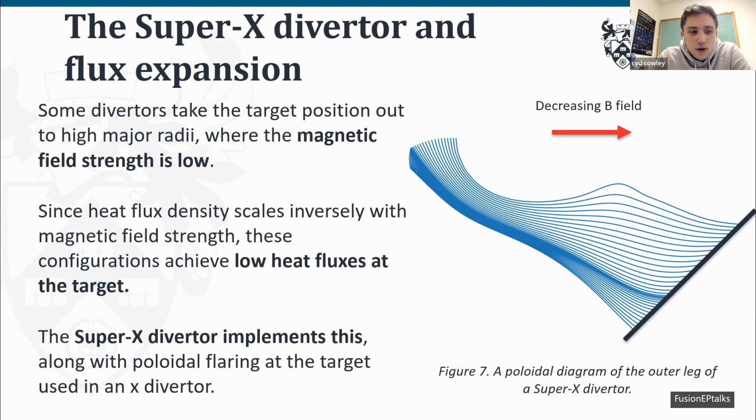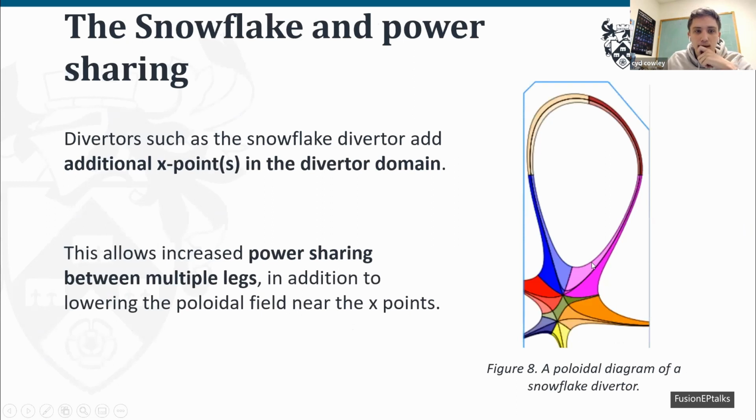Divertors that implement this include, for example, the Super X divertor, which you can see here. The reason it's called Super X is it also has the low poloidal field, the poloidal flaring that we see with an X divertor, but it also has this flux expansion taking out to a high major radius. So it's a combination of an X divertor and this effect.